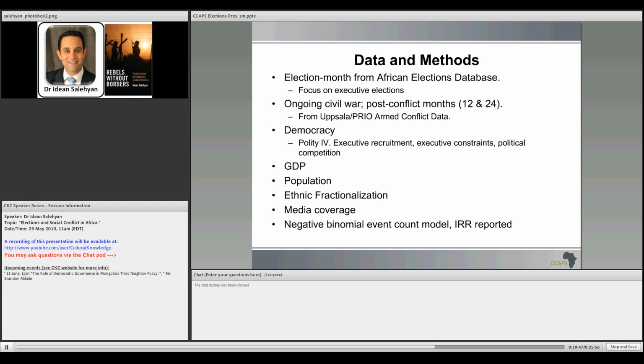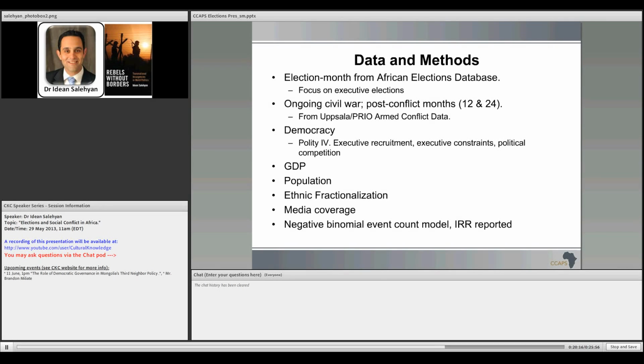So a little bit more on the data. I'll breeze to this relatively quickly. Our key independent variable is the election month, which comes from the African elections database. We're focusing here in particular on executive elections. In future research, we'd like to look at legislative elections as well. But we argue that the elections for the executive branch, the president or the prime minister, are often the most hotly contested elections. So we focus on these.